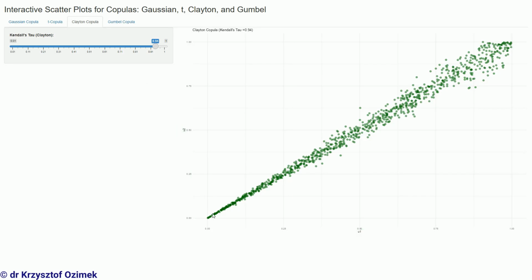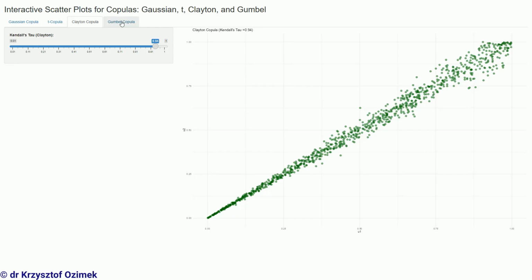In contrast, the upper right corner may still show some clustering, but it is far less pronounced than in the lower left corner. This is because the Clayton copula is specifically designed to model relationships in the lower tails, focusing on low values of x1 and x2.